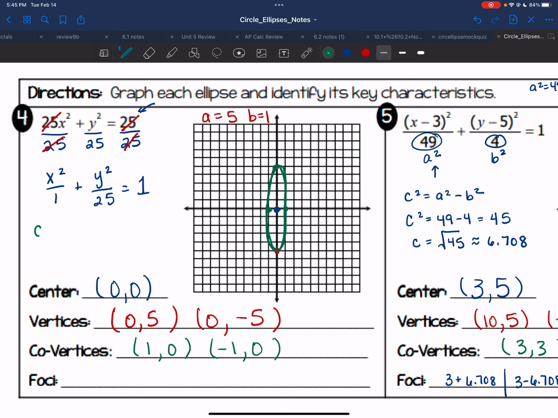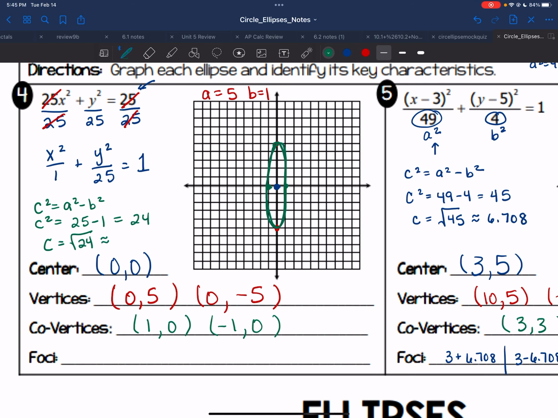So c squared equals a squared minus b squared. So I have 25 minus 1. That's going to be 24. And so c is going to equal the square root of 24. And we're going to go ahead again and put that in our calculators. And a reminder to those of you who are taking AP calculus that you do definitely want to do it to 3 decimal places. So the square root of 24 is 4.899. For those of you in regular pre-calculus, you can go ahead and use 4.9 as your number.